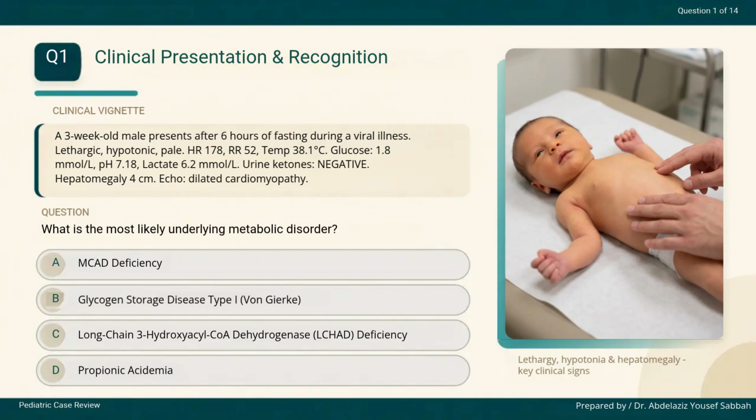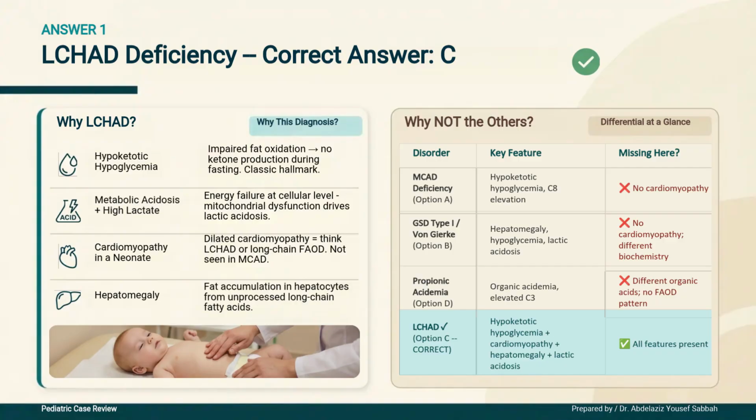Option A, medium-chain acyl-coenzyme A dehydrogenase deficiency. Option B, glycogen storage disease type 1, von Gierke disease. Option C, long-chain 3-hydroxyacyl-coenzyme A dehydrogenase deficiency. Option D, propionic acidemia. The correct answer is option C, LCHAD deficiency.